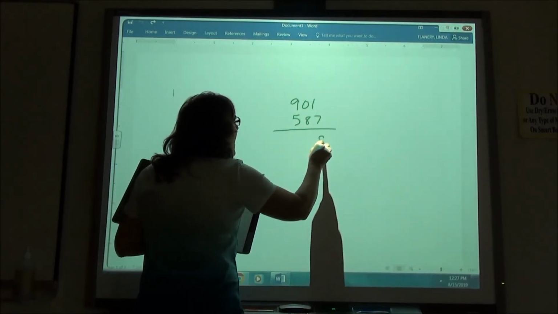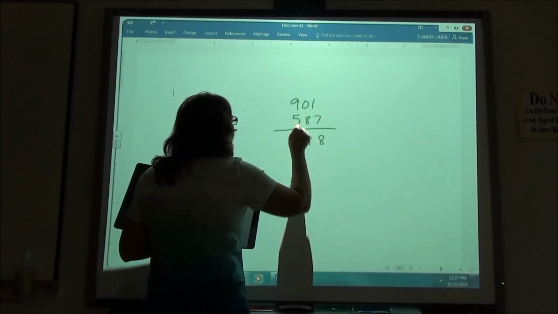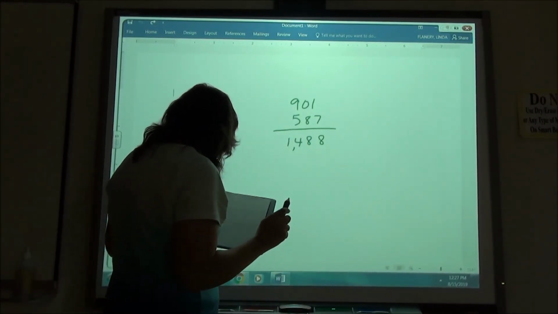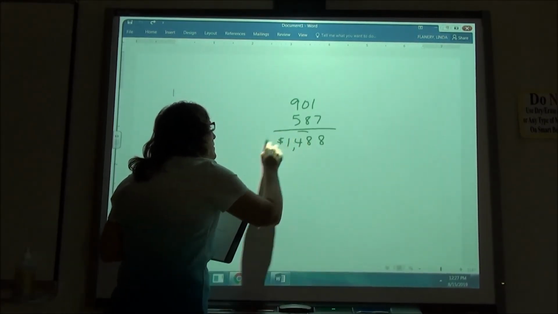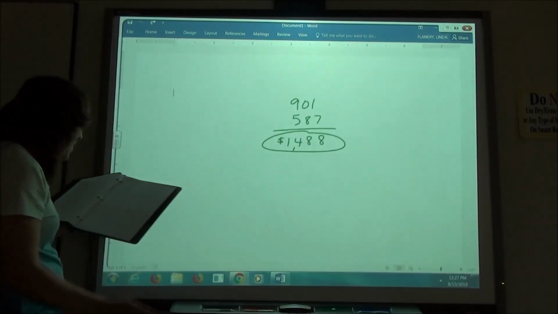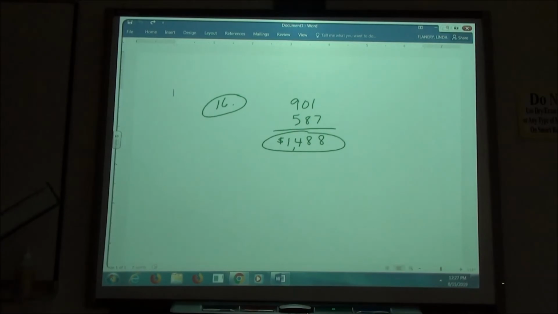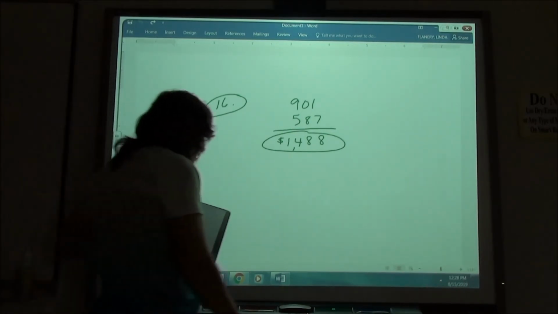1 plus 7 is 8, 0 plus 8 is 8, 9 plus 5 is 14. So $1,488 is how much they made on their bake sale, which is problem number 16, just to keep you in track. Number 17.